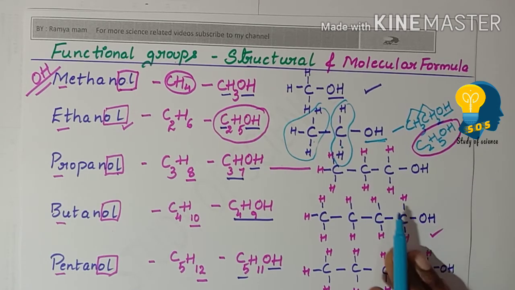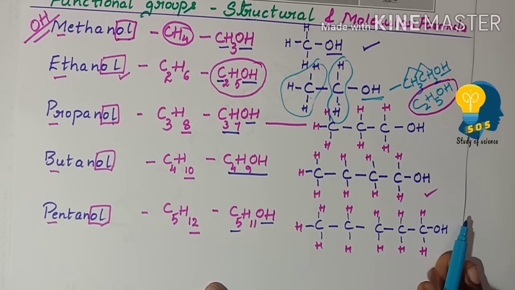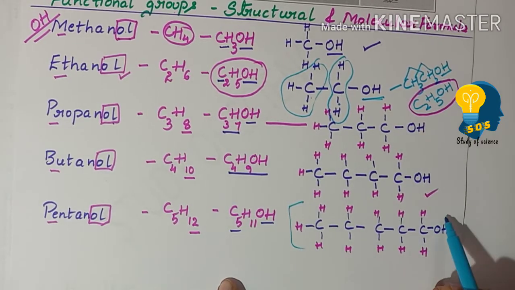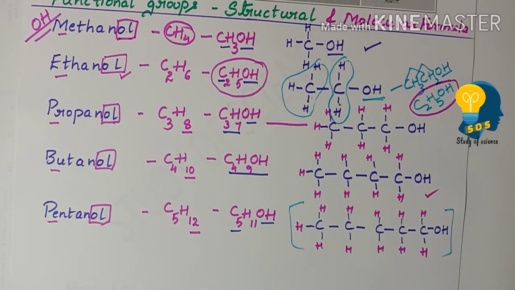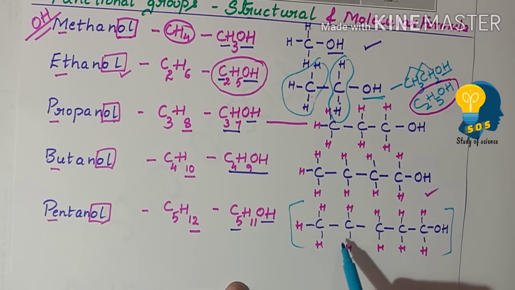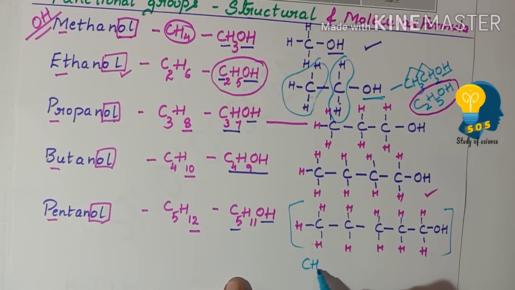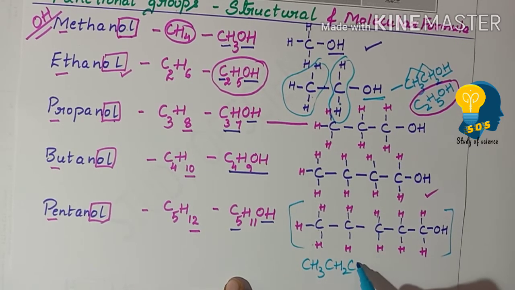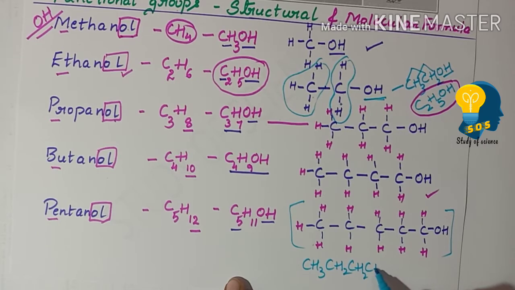One more example I can give you to understand better. Let us take the last one, the longest carbon chain, so it is easy for you to understand. For example, in the examination, if they give the longest carbon chain and ask you to write the molecular formula of this functional group, look at the longest carbon chain. It is CH3, again CH2, CH2, CH2, CH2, and don't disturb the functional group, write it as it is. CH3, CH2, CH2, CH2, CH2, OH.